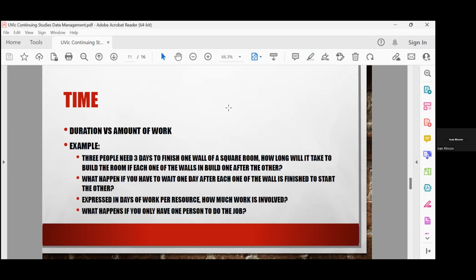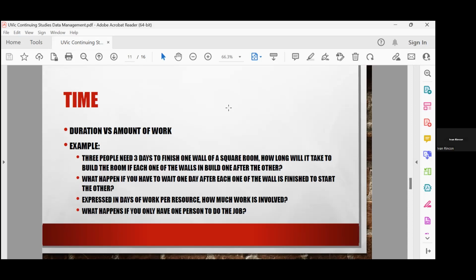So, okay, I need 3 people working 3 days to finish 1 wall. That's more information than I had before, right? So how long does it take to build a room if each one of the walls is built one after the other? I'm going to answer this question very easily. If it's 3 days for each one of the 4 walls, then it's 3, 3 the next, 3 the next, and 3 the next. So that means it takes 12 days.